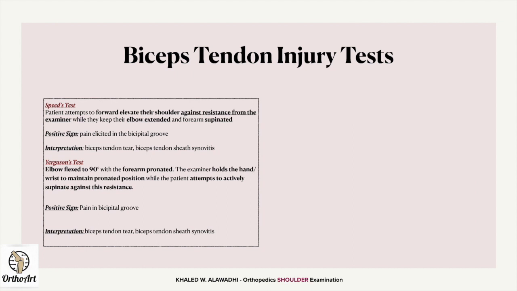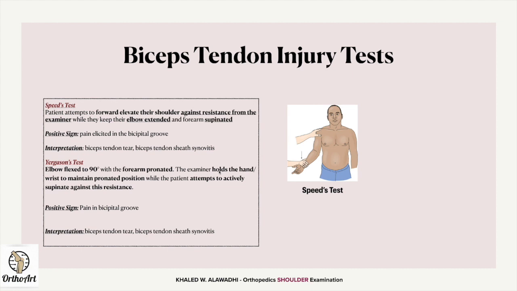Then you have the biceps tendon injury test, either Speed's test or Yergason's test. For Speed's test, you ask the patient to forward elevate their shoulder against resistance while they keep the elbow extended and the forearm supinated. Ideally this patient, because he had a positive sign, is unable to extend his elbow. You should palpate at the area of the bicipital groove. You see pain at the level of the bicipital groove, either from a tear or a tendon sheath synovitis.